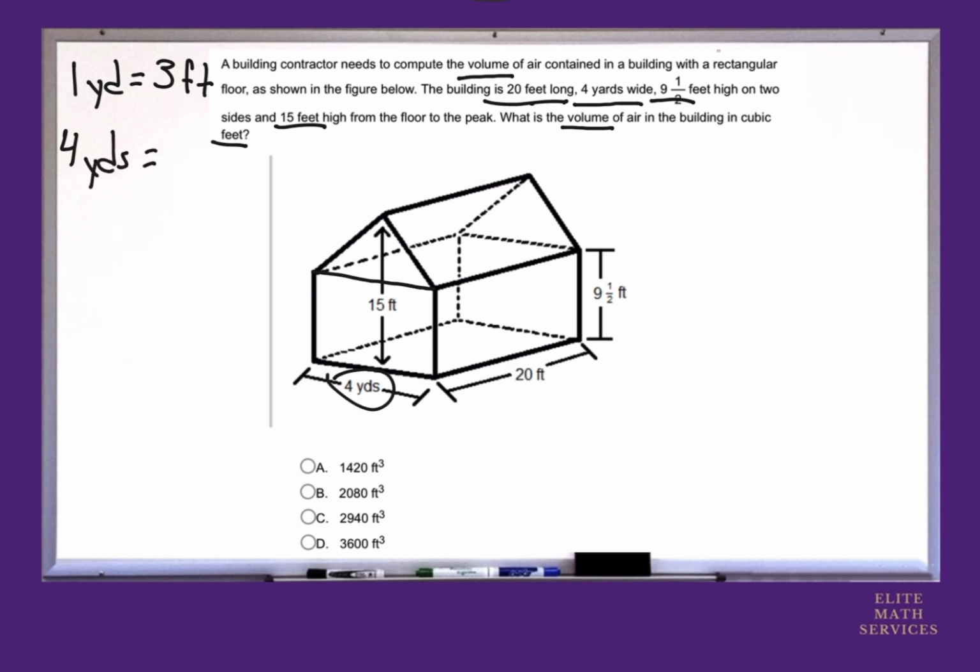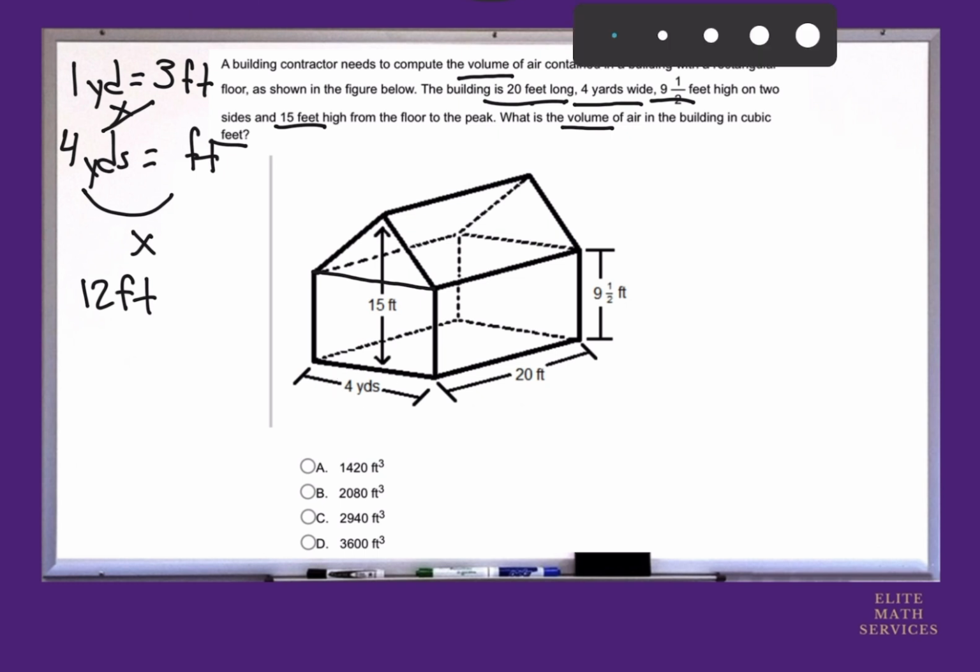I'm going to put this up here in the corner so we can have space. This problem goes a long way. So we multiply the two numbers and it gives us 12 feet.